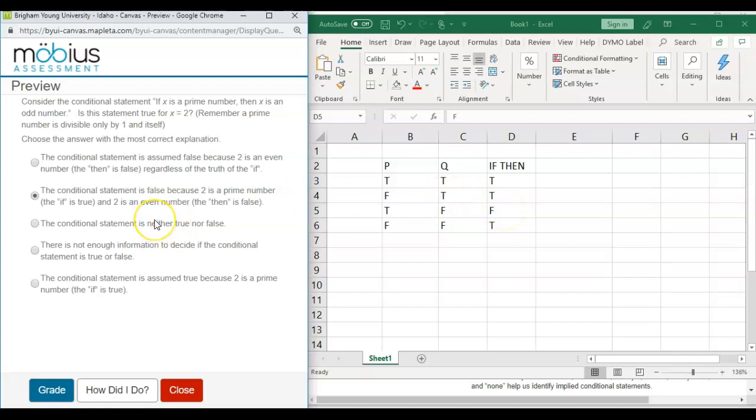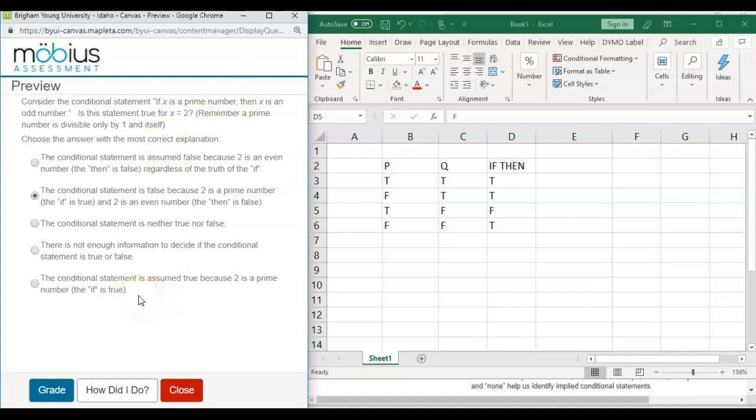Okay, let's just go through the next ones just in case yours is different from mine. The conditional statement is neither true nor false. Well, it actually has to fall into one of those categories of being true and false because all conditional statements hold a truth value. And so the if-then statement has to have true or false. So let's move to the next one. There is not enough information to decide if the conditional statement is true or false. There's plenty of information here, and all conditional statements should be, again, given a truth value. They all have some truth value in a conditional statement.